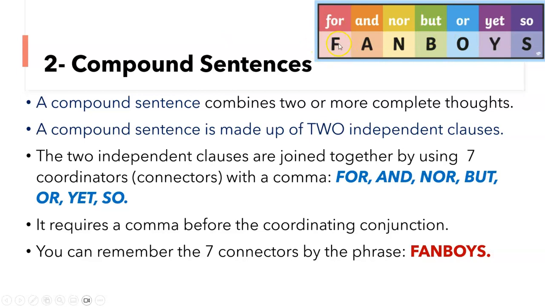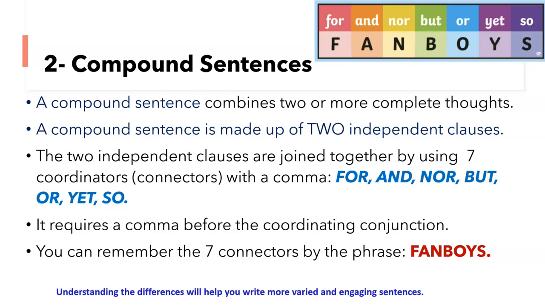Fanboys. F for, A for and, N for nor, B for but, O for or, Y for yet, and S for so. So you can remember these by fanboys. You can Google, you can read about them, you will have so many explanations about them. These fanboys require a comma before putting them. We will have some examples.